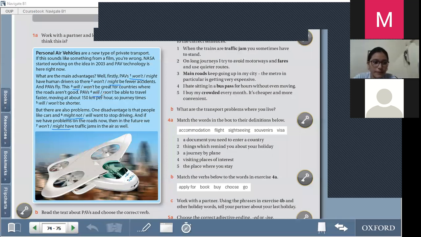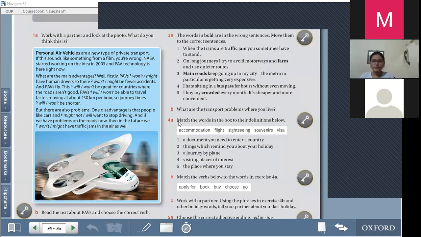Will. Journey times will or won't be shorter? Will be shorter. Will be shorter. Okay, that's the answer of exercise number 5, right? I want you to correct the ones, maybe, you circled in the real book.